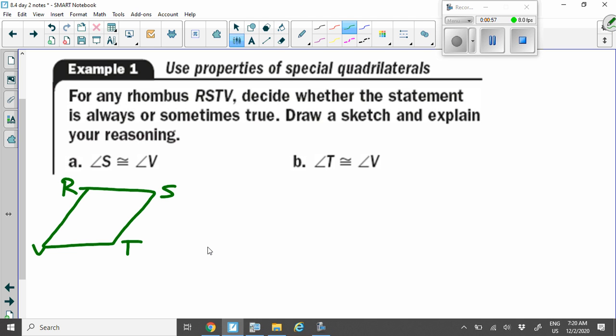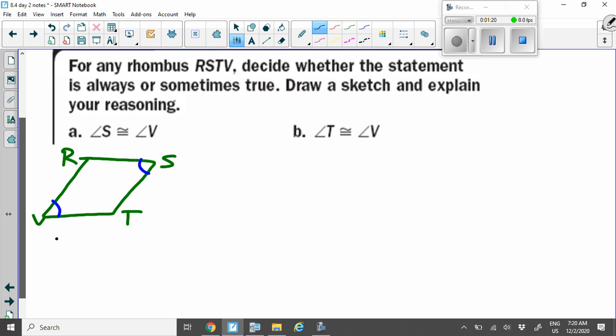Okay, so now it's saying that angle S, so I'm going to go ahead and mark that, is going to be congruent to angle V. So we need to see, is this always true or sometimes true? Well, we know with rhombuses, opposite angles are congruent. So because angle S and angle V are opposite, this will always be true. And the reasoning being is that opposite angles are congruent.